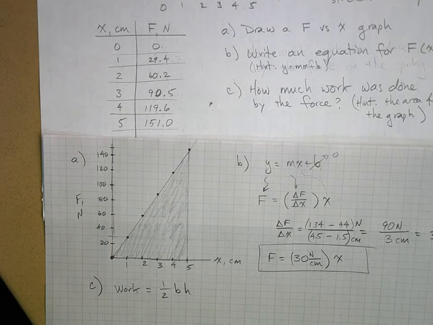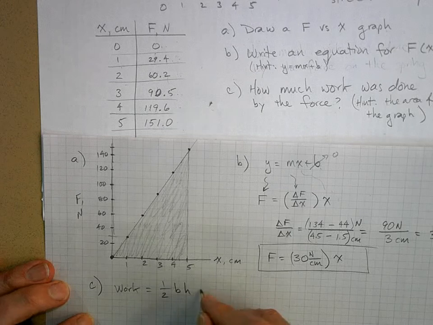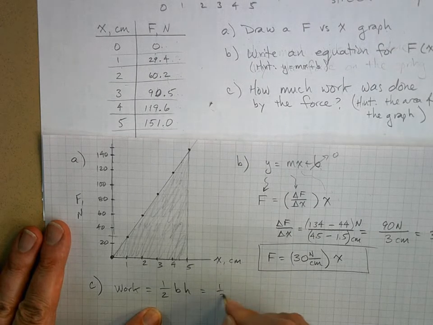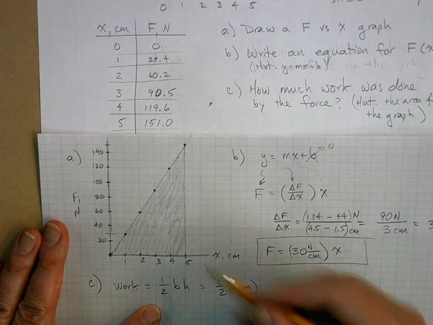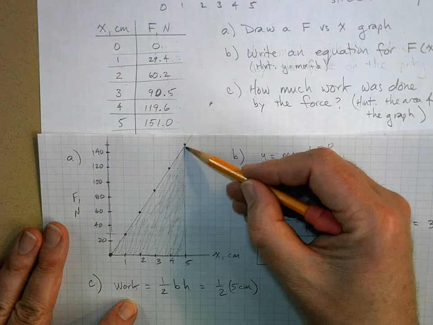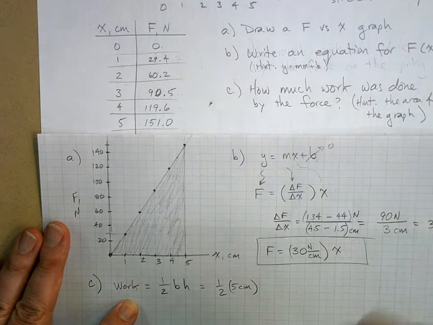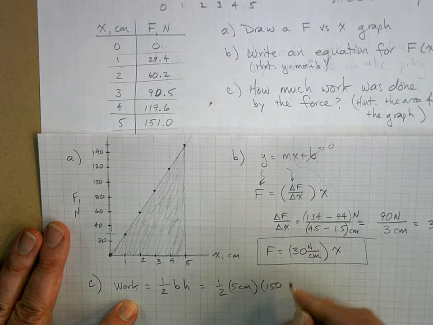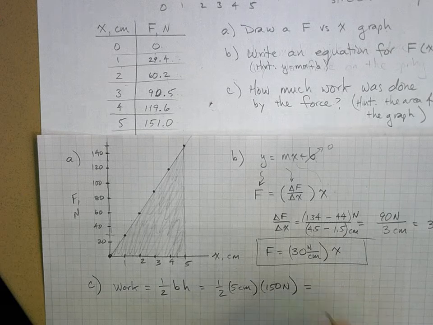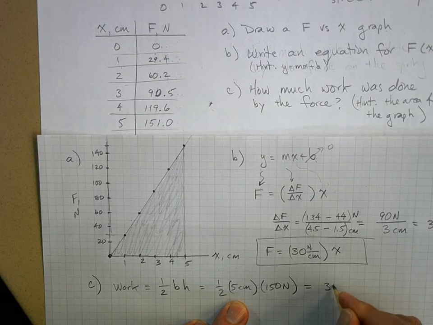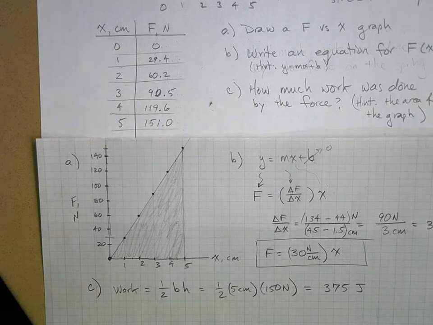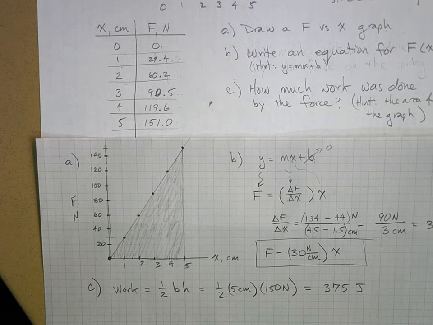Well, what is 1/2 the base? The base is 5 centimeters. And what's the height? Well, looking at the graph, it looks like about 150 newtons. So if I do this, I go, okay, 5 times 150 divided by 2 equals 375 joules? Is that correct? No, it's not correct. What mistake did I make?